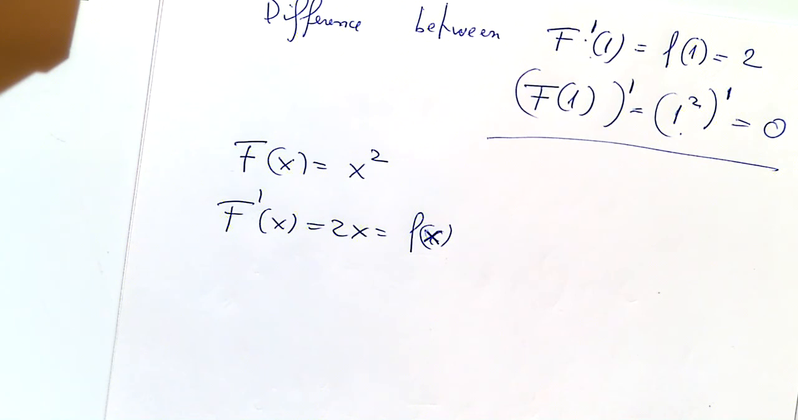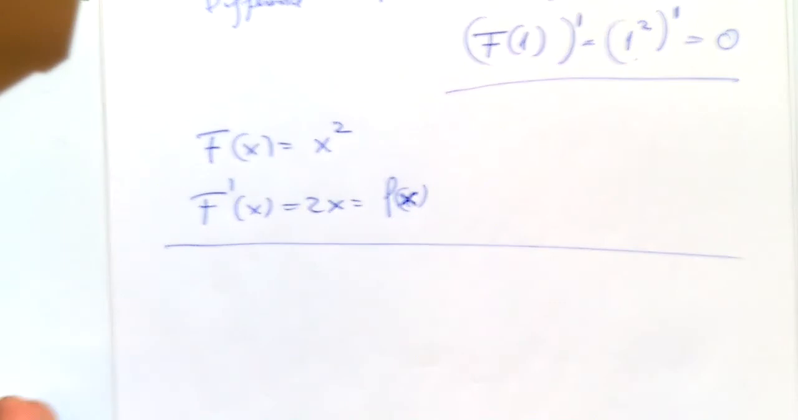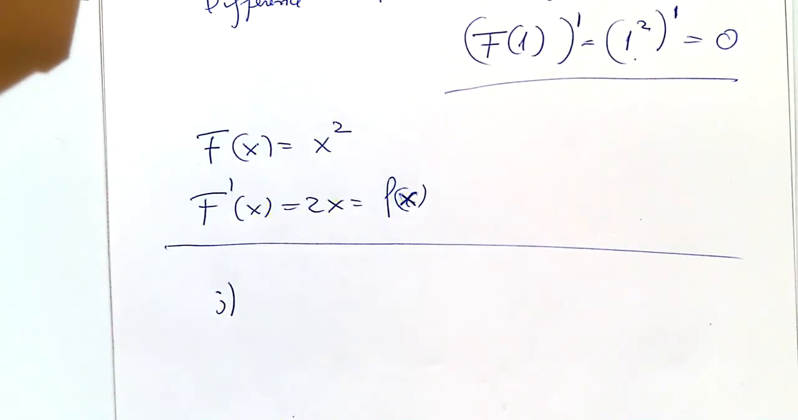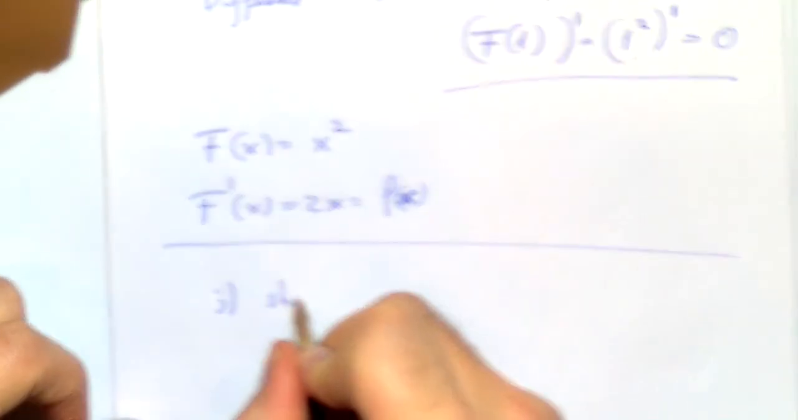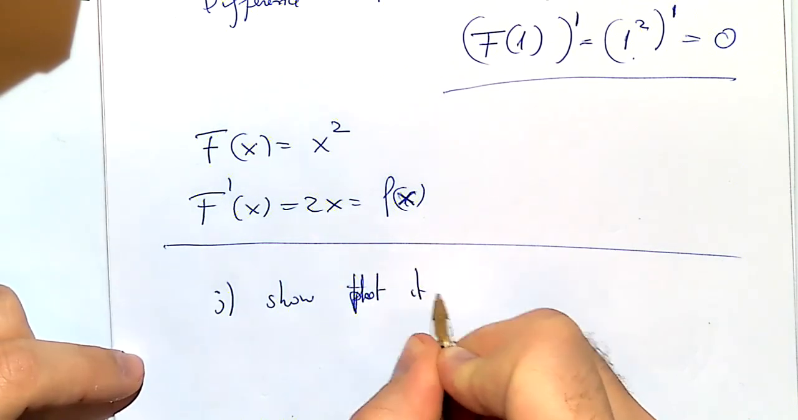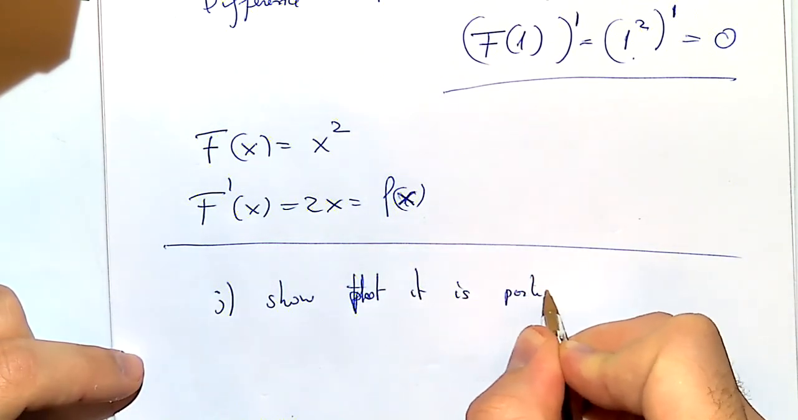Other than that, I don't think there were any other big noticeable mistakes. Oh yeah, of course. Tips and tricks on point J. I think I said this. They asked to show that it is a particular solution.